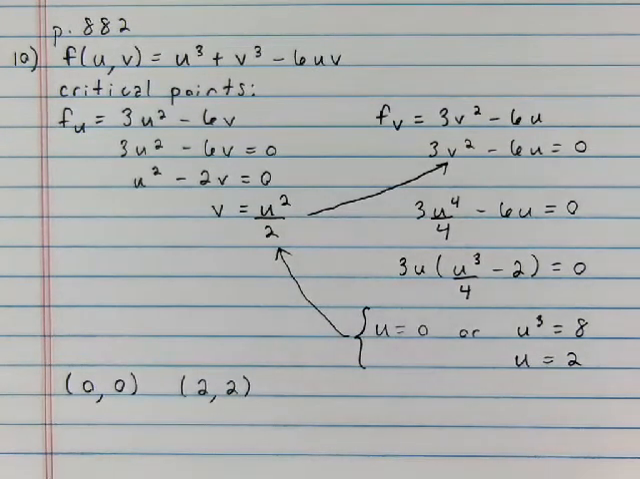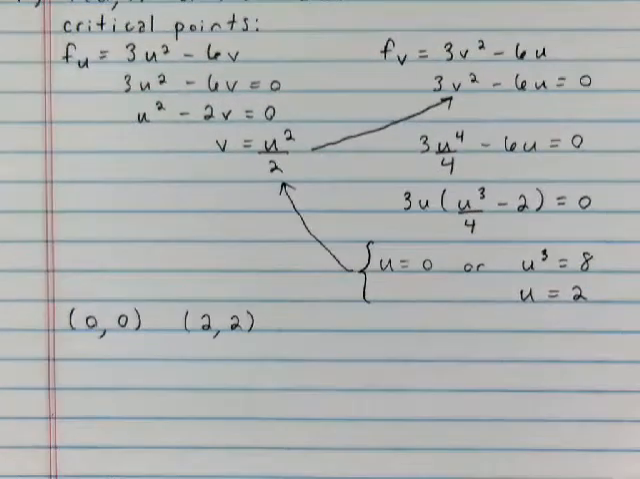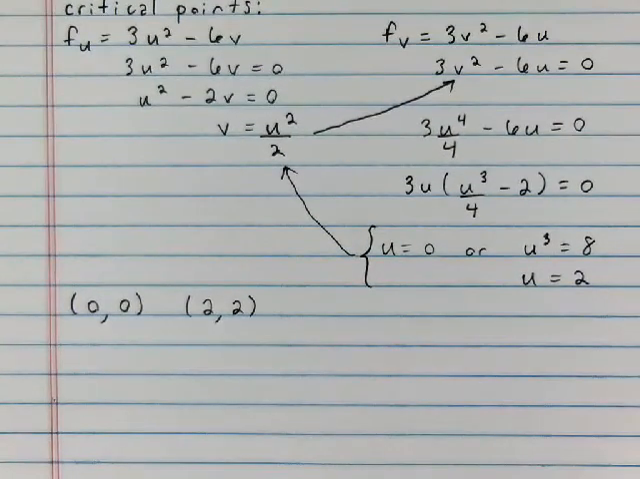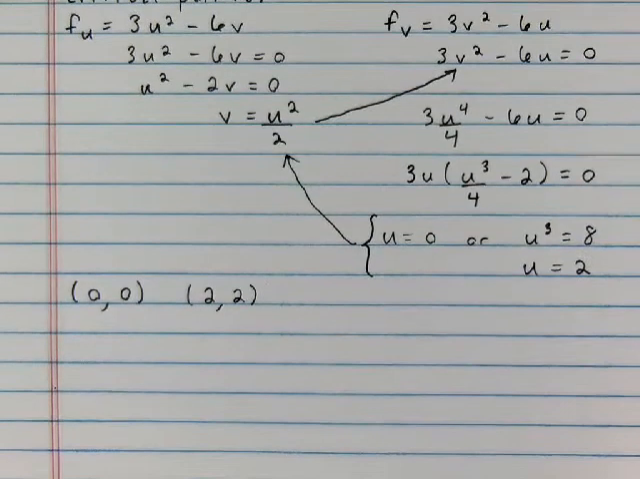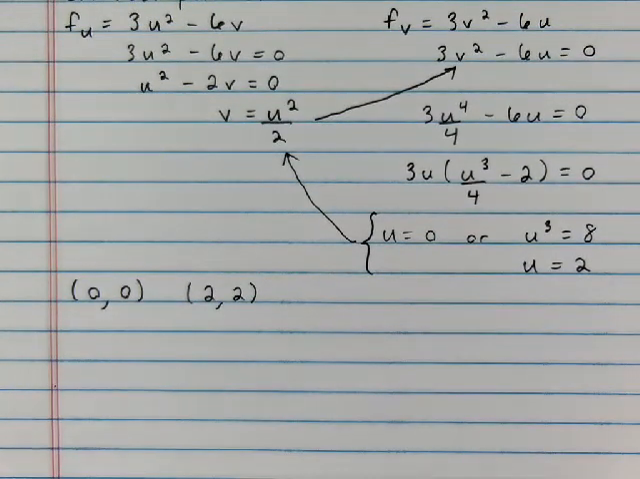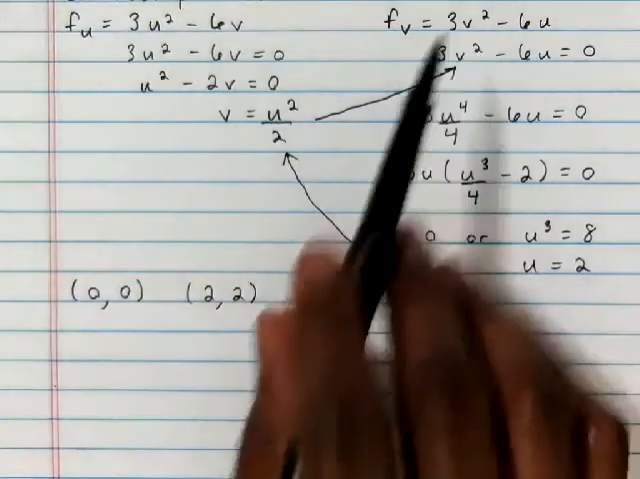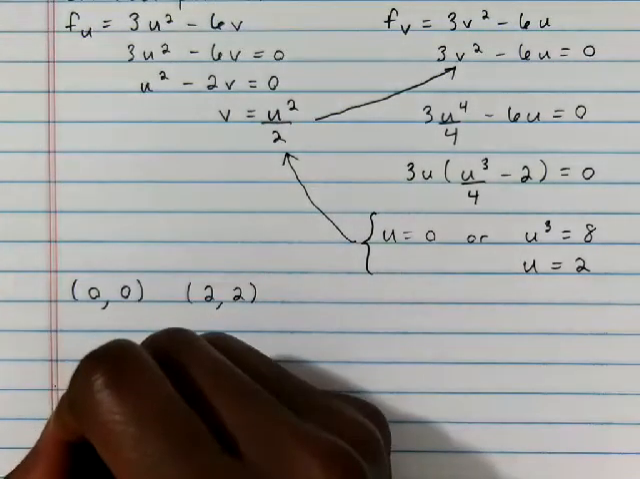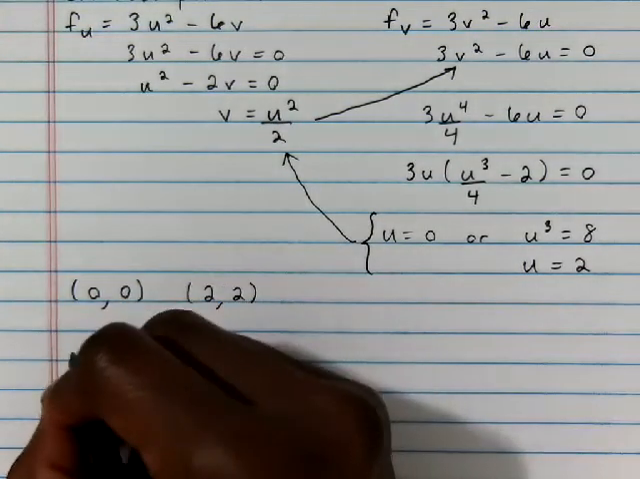So those are our critical points. All right, so now we want to determine whether we have a relative max, a relative min, or a saddle point at each one of these critical points. So we need to set up our second partials test. So now we need to take our second partials of our functions up here. Be careful to make sure that you look at the correct function when you take each one of your second partials.